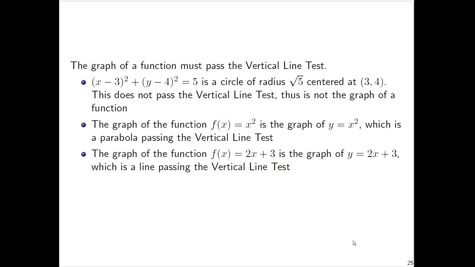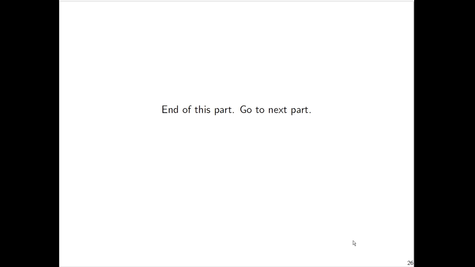This slide so far is showing you, in the first item, a picture that doesn't pass the vertical line test. And then the second and third items are both functions, where the picture does pass the vertical line test.